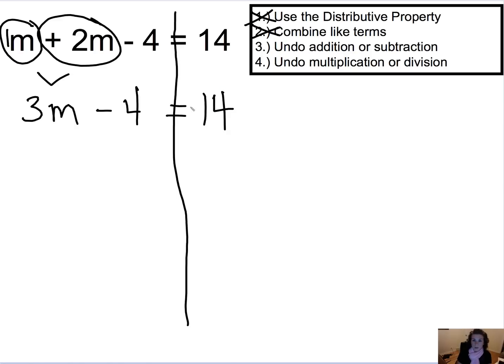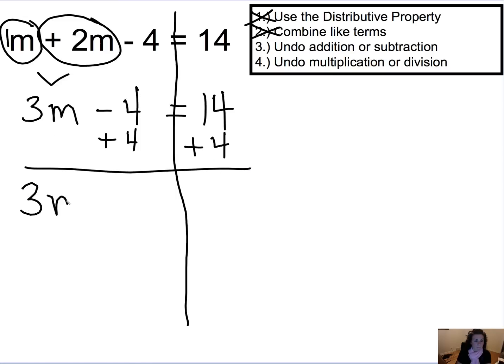Now, step 3, we undo addition or subtraction. So look at your side with the variable. It's on the left this time. We've got a 3 and a 4 with it. The 3 is attached with multiplication. The 4 is attached with subtraction, so I want to move the 4 first. Since it's subtracting 4, I'll do the inverse, and I will add 4. And whatever I do on the left, I need to do on the right. So I'll bring down the 3m. Negative 4 plus 4 cancels. Bring down the equal sign, and 14 plus 4 is 18.